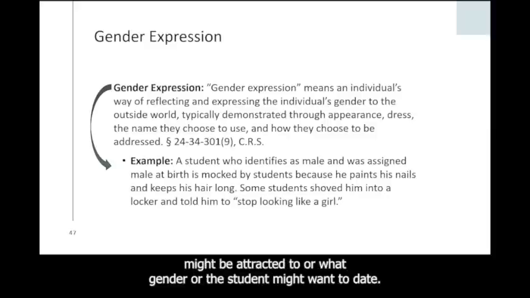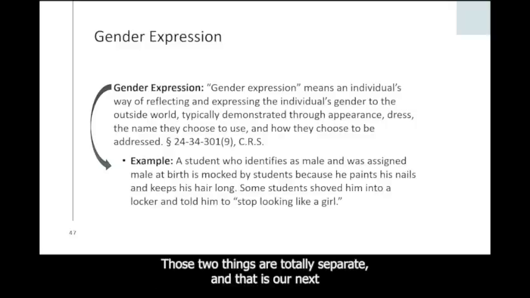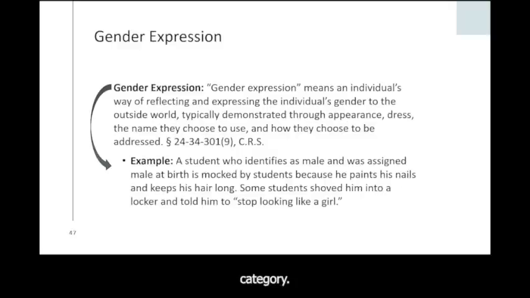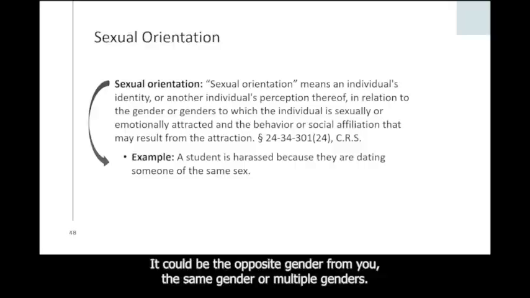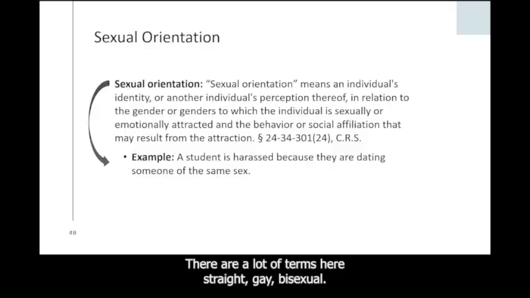Now, these two categories that we just talked about, gender identity and gender expression, don't have anything to do with who a student might be attracted to or what gender the student might want to date. Those two things are totally separate, and that is our next category. Sexual orientation as a protected class is about who the individual is attracted to. It could be the opposite gender from you, the same gender, or multiple genders. There are a lot of terms here: straight, gay, bisexual.